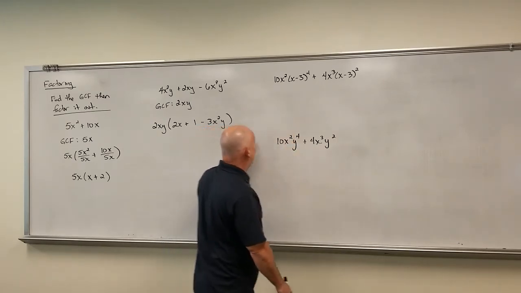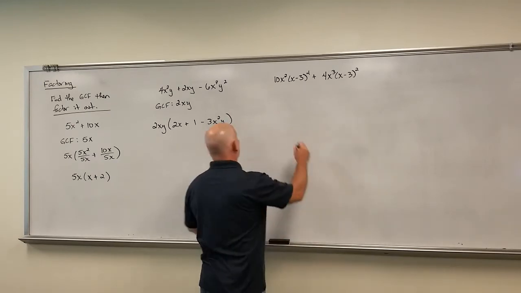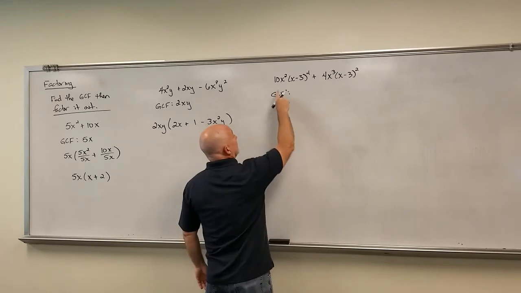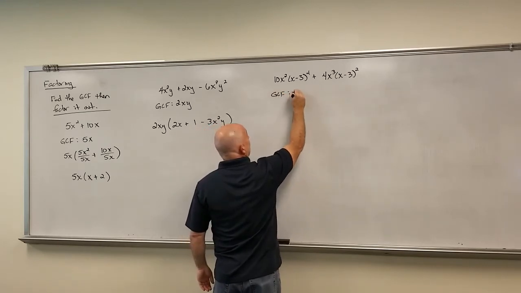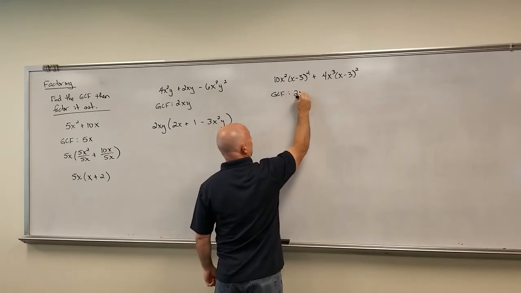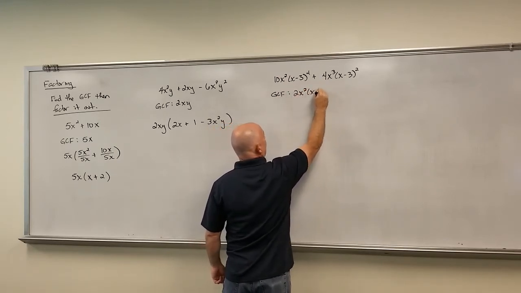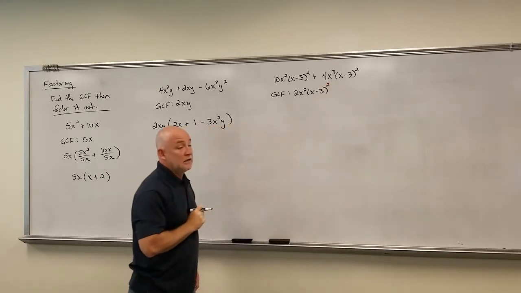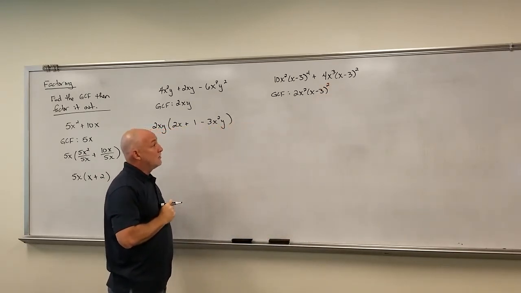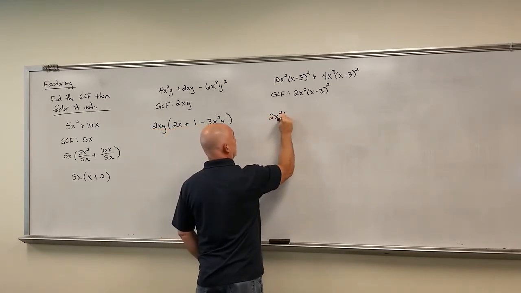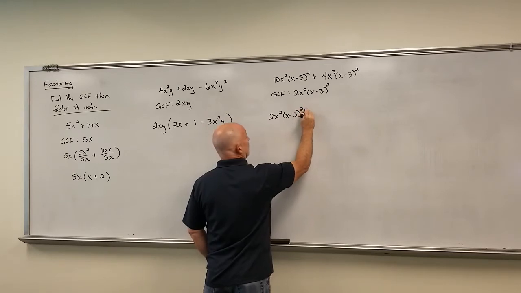So let's see what our greatest common factor would be. For our numbers, the biggest number that goes into both a 10 and a 4 would be a 2. Both of these have just x's, and the lowest power would be x squared. They both have x minus 3's, and the lowest power on an x minus 3 would be a 2. So that's our greatest common factor. So like always, we write this out front and open up some parentheses.